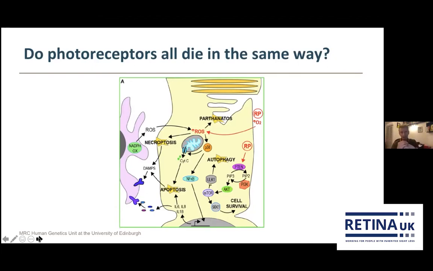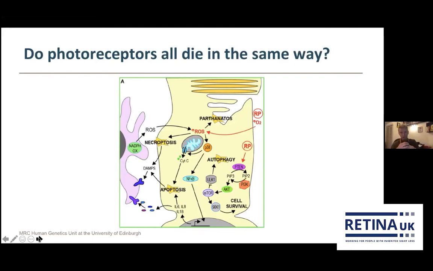But latterly, other forms of cell death have been identified as possible causes of photoreceptor death in RP. One of which is necroptosis, which is again another form of programmed cell death, but it is much more akin to necrosis, which is unprogrammed cell death, where the cell effectively bursts and releases all its contents into the tissue in which it resides.